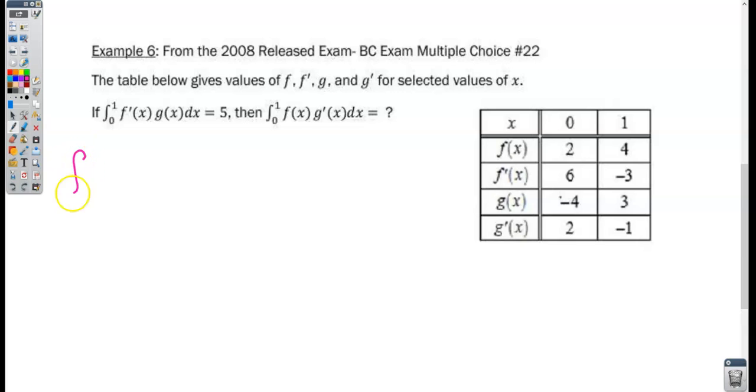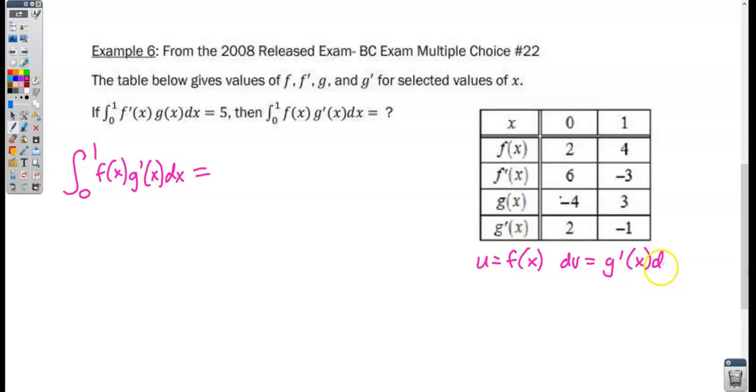So we're trying to find the integral from 0 to 1 of f of x, g prime of x, dx. And so we're really doing integration by parts here. This is the integral of u, where u is the function f of x, times dv, where dv is the function g prime of x dx. And therefore du is going to be f prime of x, and v is going to be g of x. And so this integral is equal to u times v.